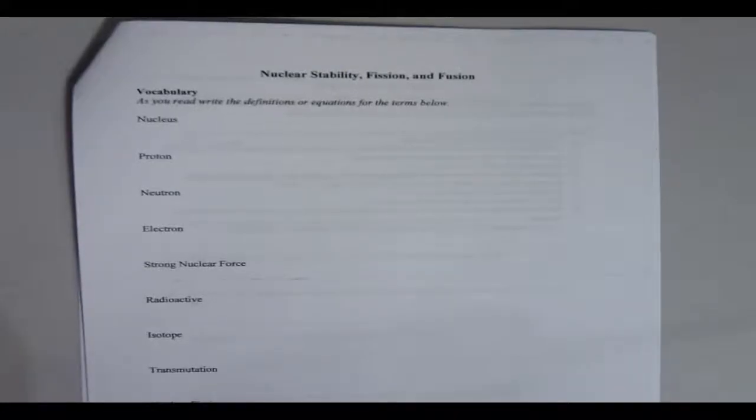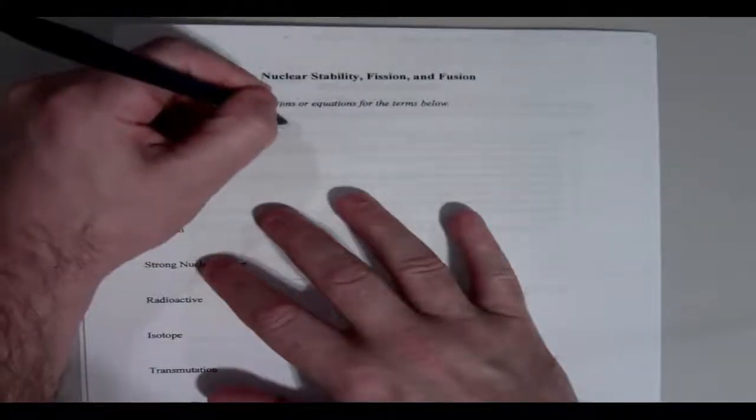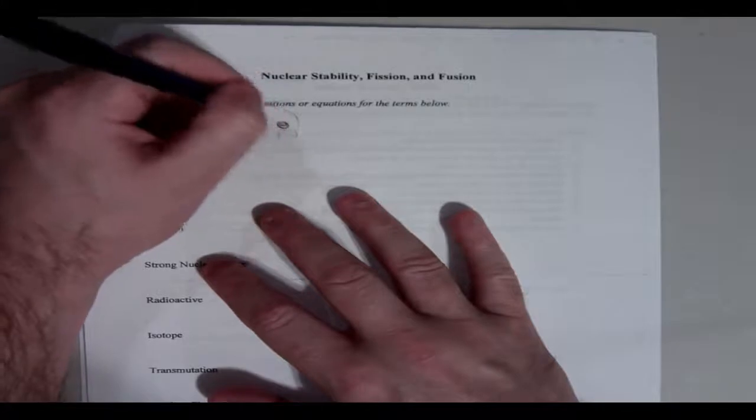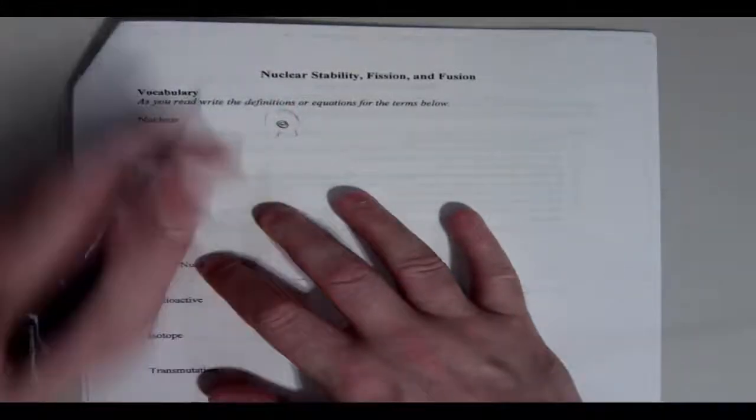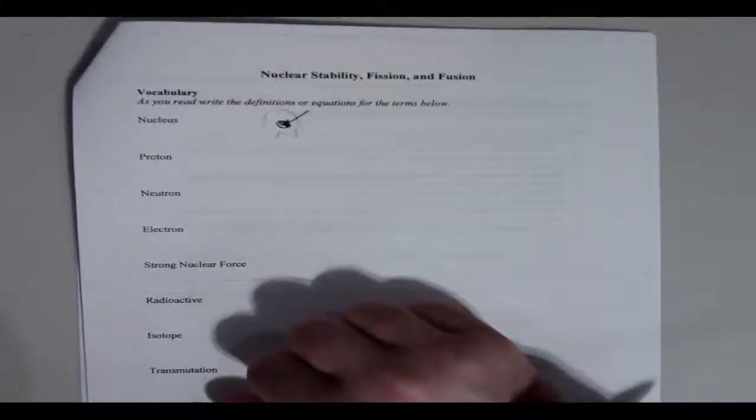Nucleus. This is our first word. So, nucleus. It is a positively charged center of the atom that contains protons and neutrons, and has almost all of the mass of the entire atom, but only a fraction of the volume, right? So, let's rephrase that. This is our nucleus. This is like the cloud, whatever, around. The nucleus is the center, right? What does the nucleus contain?